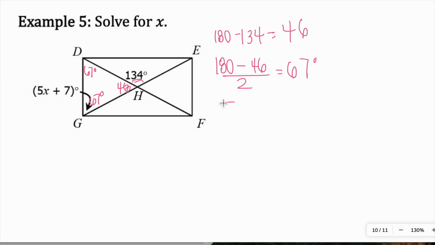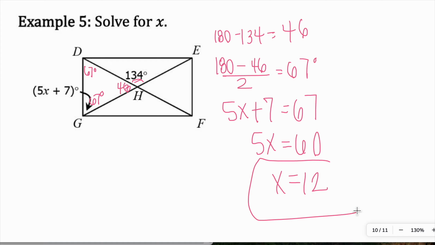Okay, so that means 5x plus 7 is equal to 67 degrees, or 5x is equal to 60. So that means x has to be equal to 12.